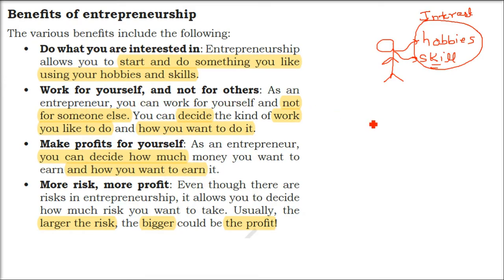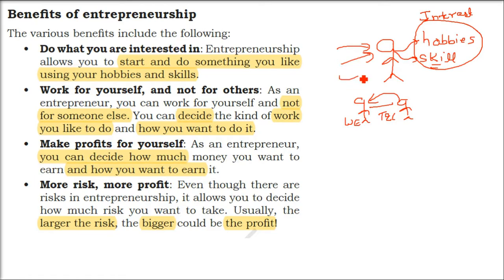Second one is work for yourself and not for others, not for someone else. A wage employee is working for an employer. There are certain terms and conditions being laid down, and this is called wage employment. But here you are working for yourself. Means you are working on what you like, work you like to do, and the way you want to do it. It's up to you.